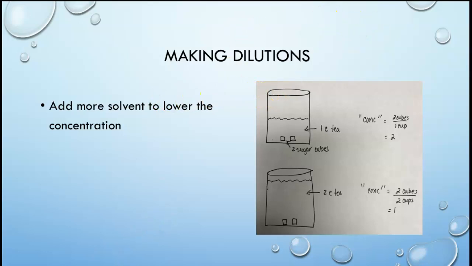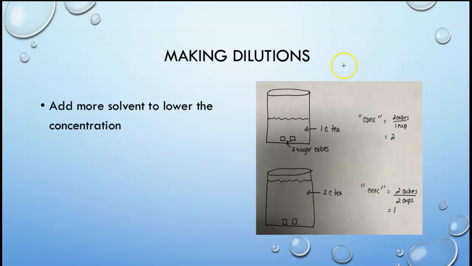So let's look at this slide up here. And this is a slide that I have drawn in class before. So let's say you wanted to make some sweet tea. And we took a cup of tea and we dissolved 2 sugar cubes in it. So the concentration of our sweet tea, and it's not really concentration, that's why I put it in quotes, it's not molarity or molality, but we're just going to say it's 2 cubes dissolved in 1 cup of tea, so that's a concentration of 2.